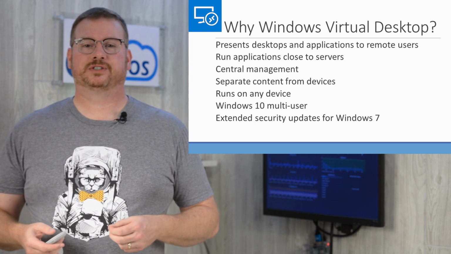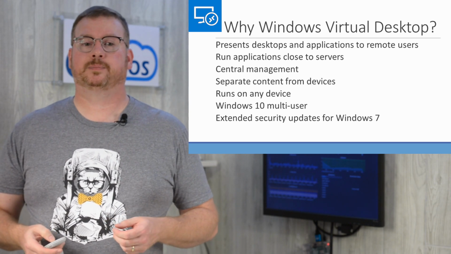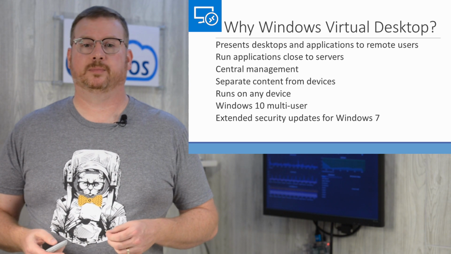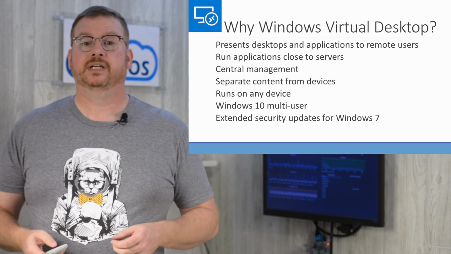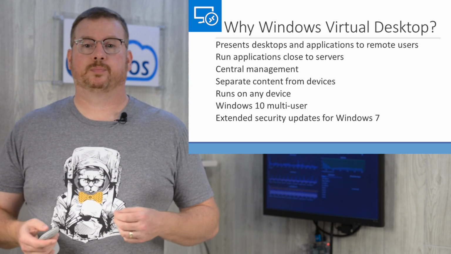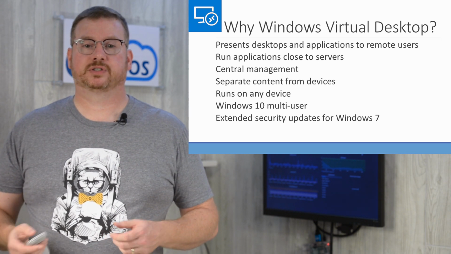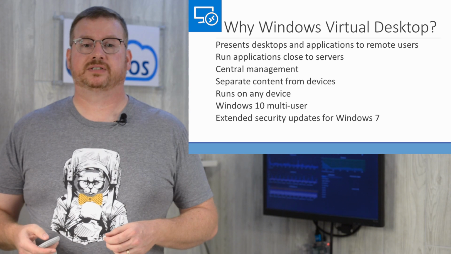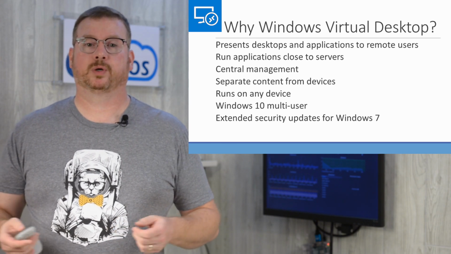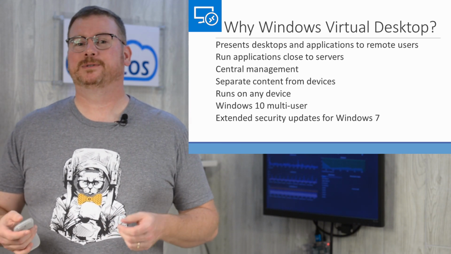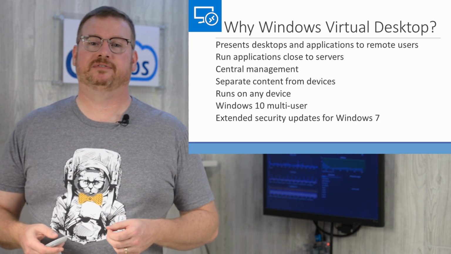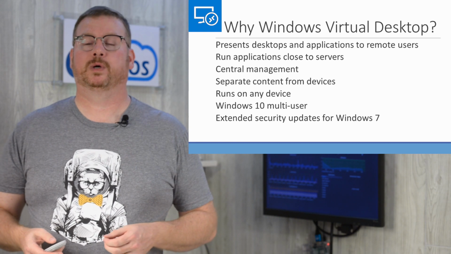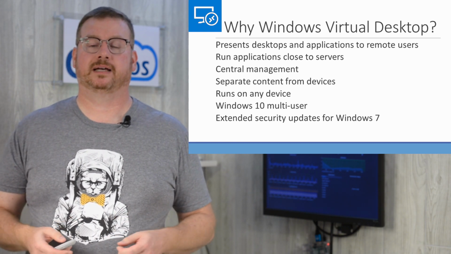Also new with Windows Virtual Desktop is a version of Windows 10 that supports multiple users. Users don't need to connect to a server OS anymore for remote desktops and apps. This means you don't need different group policies and application packages for servers and desktop OSs. You can still run remote desktop on Server 2012 R2 and above if required. Lastly, for those who can't migrate off of Windows 7 before its end of life, Microsoft is offering extended security updates for Windows 7 in Windows Virtual Desktop.